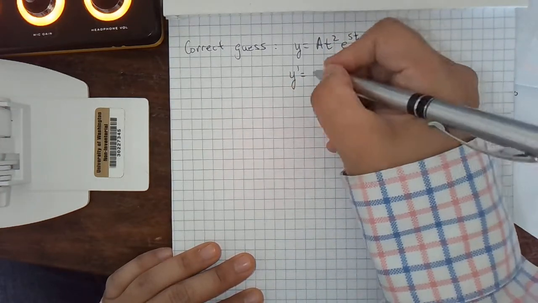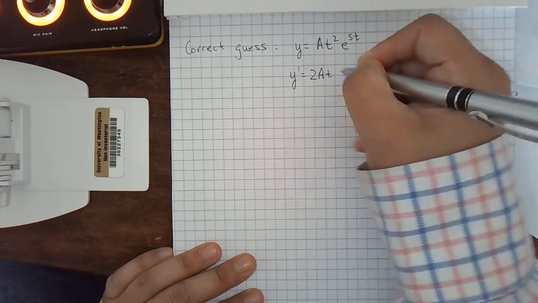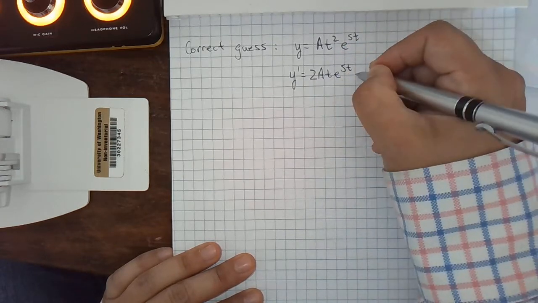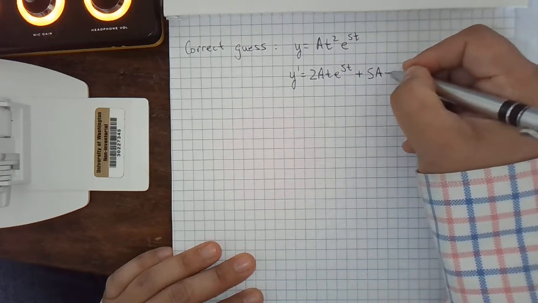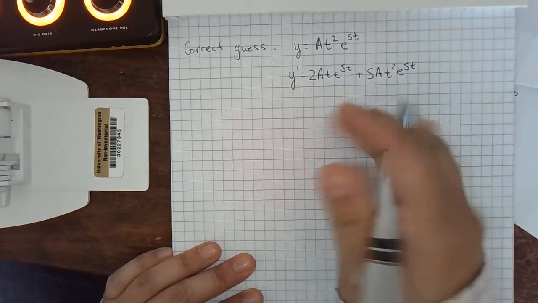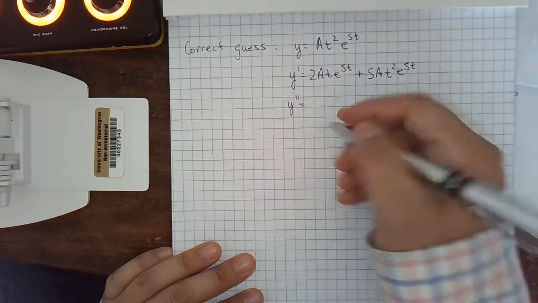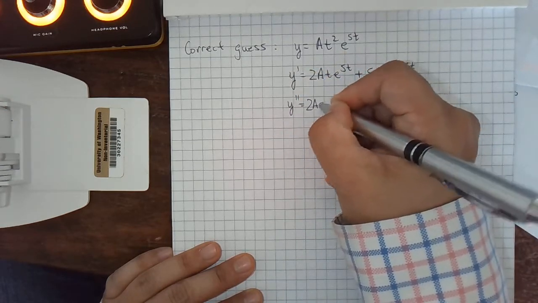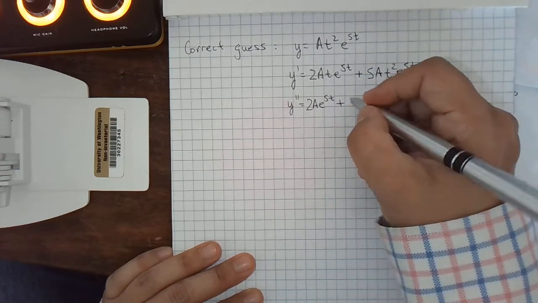So derivative. Derivative of t squared is 2t. So 2a t e to the 5t plus derivative of e to the 5t is 5 e to the 5t. So we got this here. Okay, that was one product rule. And then y double prime is going to have two different product rules. Derivative of t is just 1. So 2a e to the 5t plus derivative of e to the 5t is 5 e to the 5t.